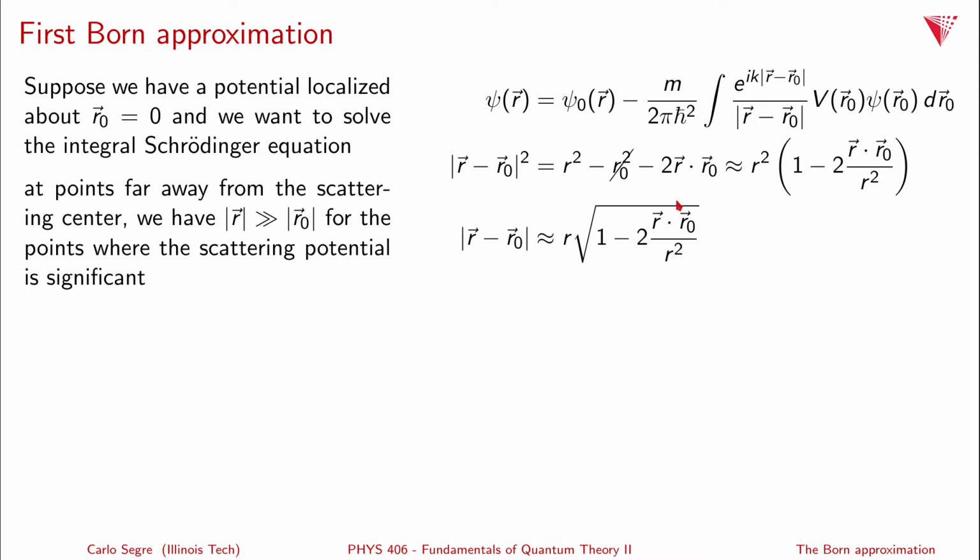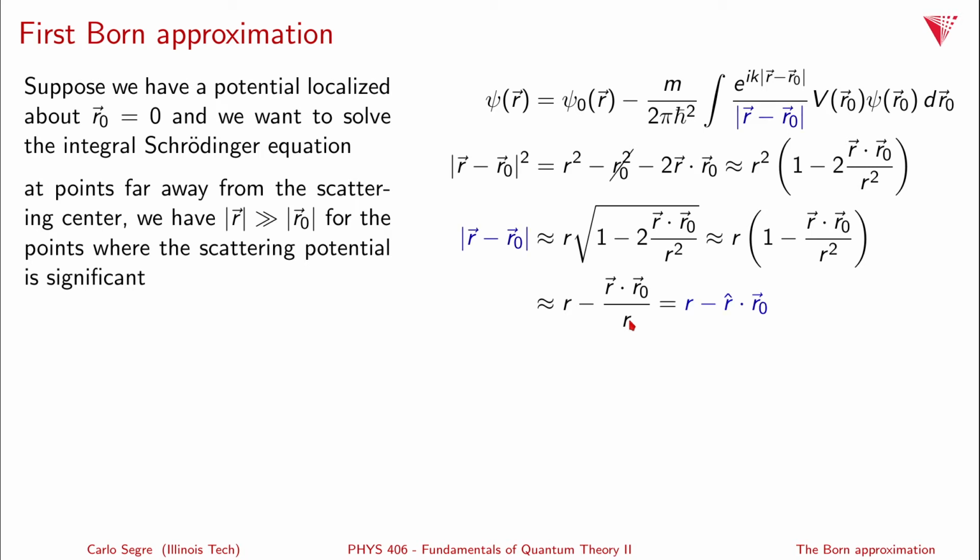If we take the square root, because what we want is the absolute value of r minus r0, we get r times the square root of 1 minus 2 r dot r0 over r squared. If we now apply the binomial theorem, the first binomial expansion here, because this quantity is small compared to 1, because r is much bigger than r0, then this is approximately equal to r times 1 minus r dot r0 over r squared. And when you multiply everything through by r, you get r minus r dot r0 over r.